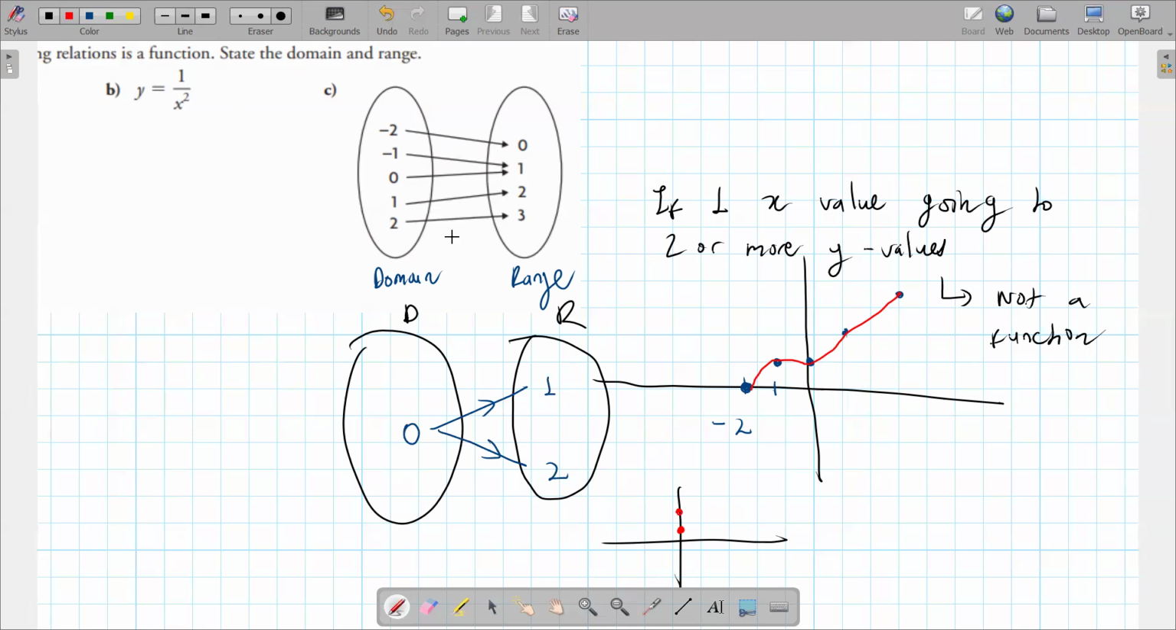So that's the trick. When they give you these bubble thingies, if you see a less than sign in the arrows, then it's automatically not a function. Greater than sign is fine. By greater than sign, I mean this one right here. The 1 to 1s, you can ignore them. You're strictly looking at 1 to 2s. And if you have 1 x going to 2 or more y's, then that's not a function because it does not pass the vertical line test.